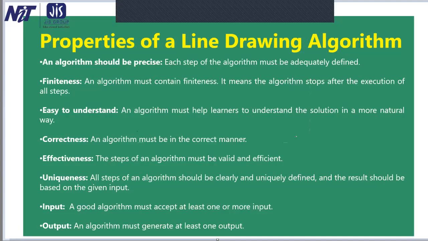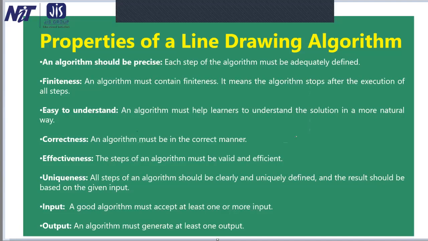Uniqueness. All steps of an algorithm should be clearly and uniquely defined, and the result should be based on the given input. What is the input or what is considered as input in a line drawing algorithm? 2 points coordinate will be given. One is the starting point of the line and another is the ending point of the line. By joining these 2 coordinates, x and y coordinate, a line is drawn.